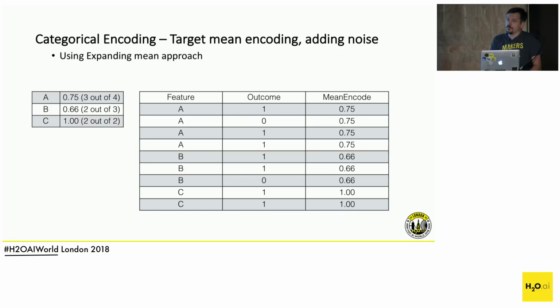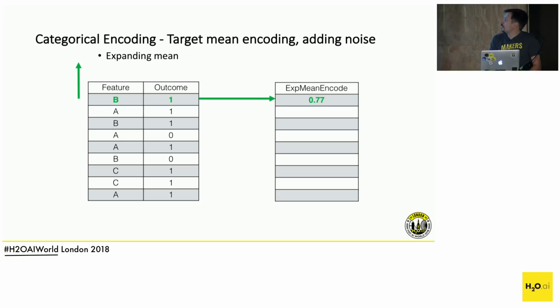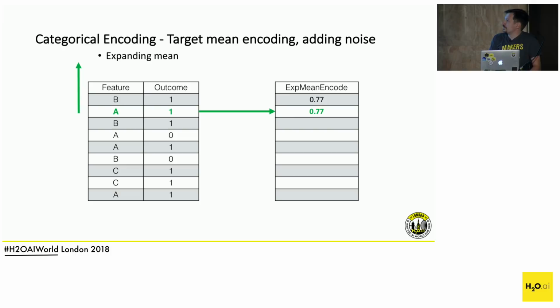What you do is randomly shuffle your data to make sure there is no order in your categorical feature. Then for each row, you calculate the mean using the previous rows. If you have never seen this category level before, you replace it with the data set mean. For example, for row number one, we have B. We never saw B before because it's our first row, so we replace it with 0.77. Same with A. For the third row, we already saw B before, so we use that value as our calculated target mean. Same goes for A. Then for the third A, we calculate using the previous two, and so on.